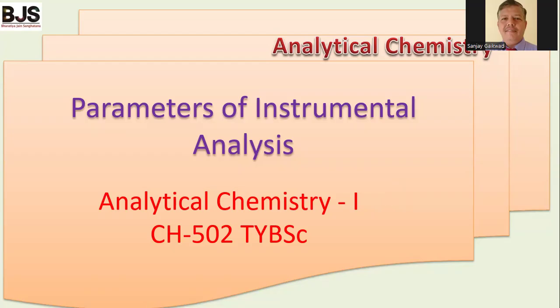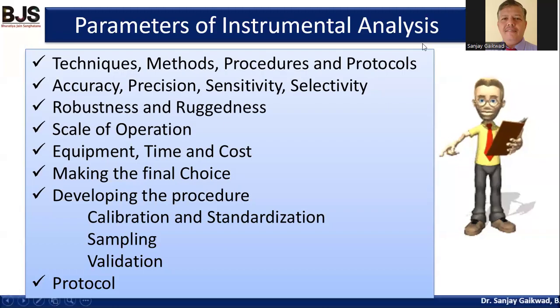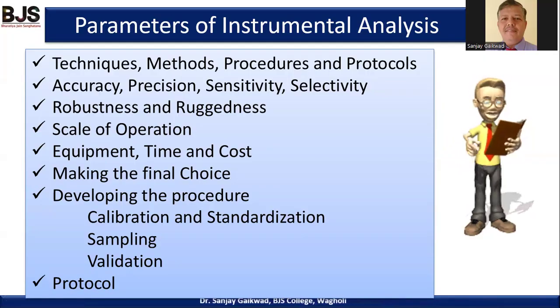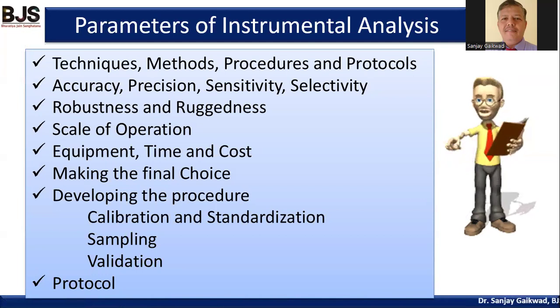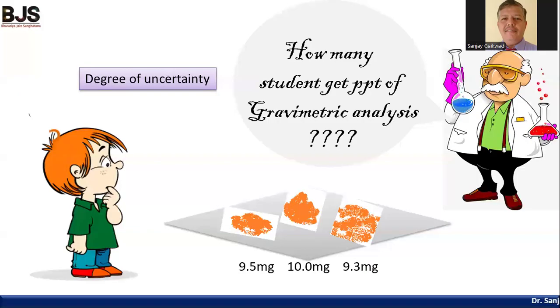Parameters of instrumental analysis. In this technique: the methods, procedures, and protocols; accuracy, precision, sensitivity, selectivity, robustness, and rigidness; scale of operation, equipment, time, and cost, making the final choice; developing the procedures, calibration and standardization, sampling, validation, and protocols.